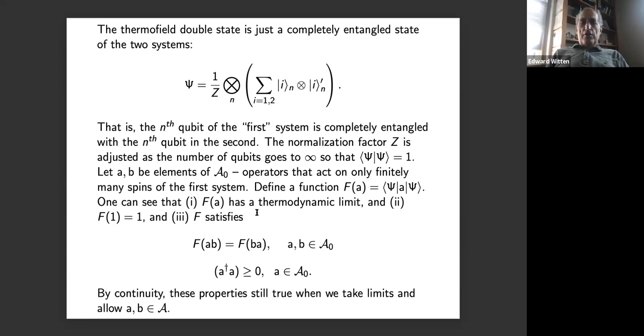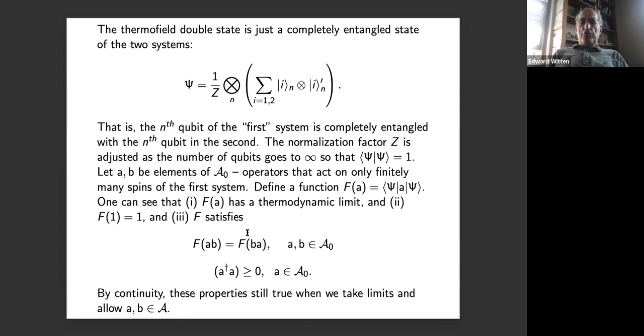Here are a couple properties of f of A. One is it has a thermodynamic limit. That's obvious because when we add new spins to the system, the operator A doesn't act on them, and the normalization factor is adjusted so that when we compute this matrix element, the new spins just cancel out. The second obvious fact is that if A is the identity, then f of A is 1. That's obvious because psi is normalized. A third fact, which is only slightly less obvious, is that f of AB equals f of BA.